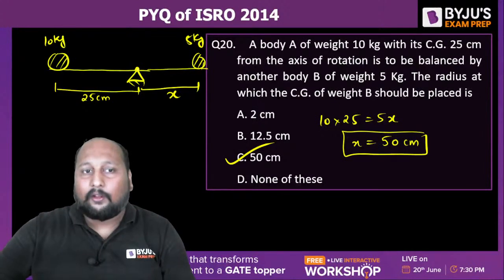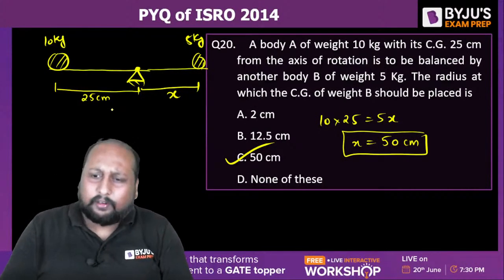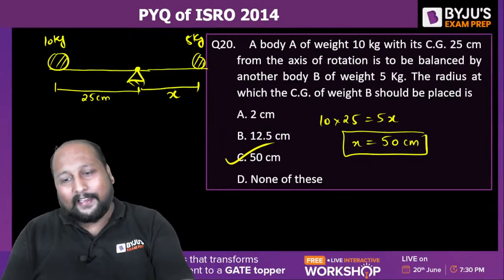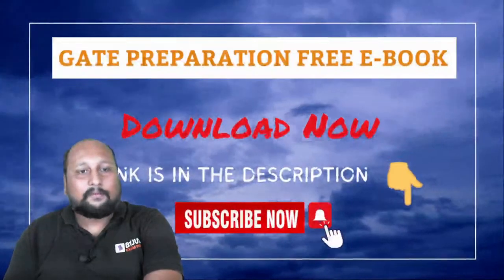You can take the moment and you can balance like this also. Or you can take the lever rule. If you remember, you might have studied this kind of questions in your JEE. Okay. 50 centimeters is the correct answer. This is it. From my side, all the questions we have taken from industrial.